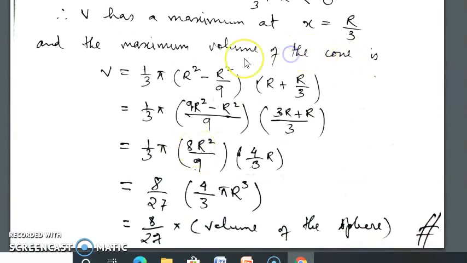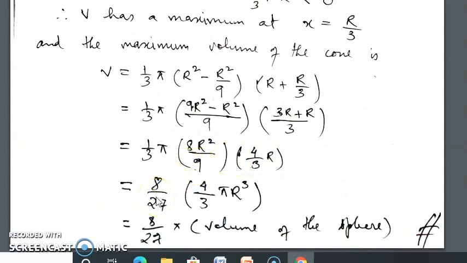So what I'll have here, put the value here and here. You'll have now 1 by 3 pi. LCM is 9. You'll have 9r squared minus r squared. LCM is 3, 3r plus r. You'll have 8r squared. Here you'll have 4r by 3.